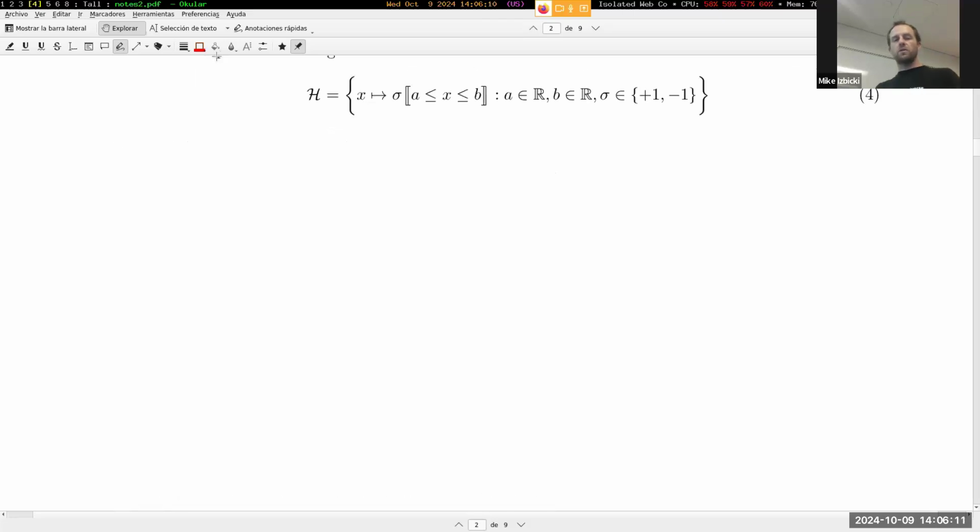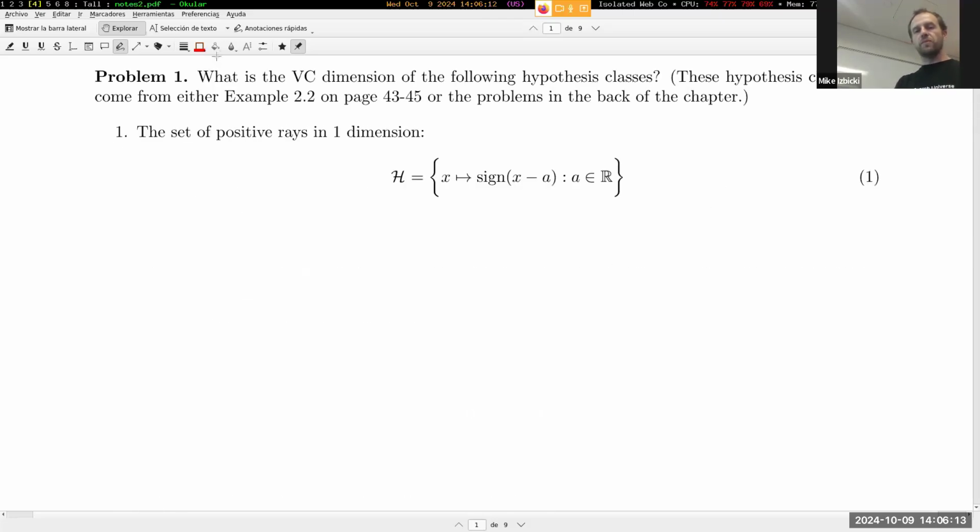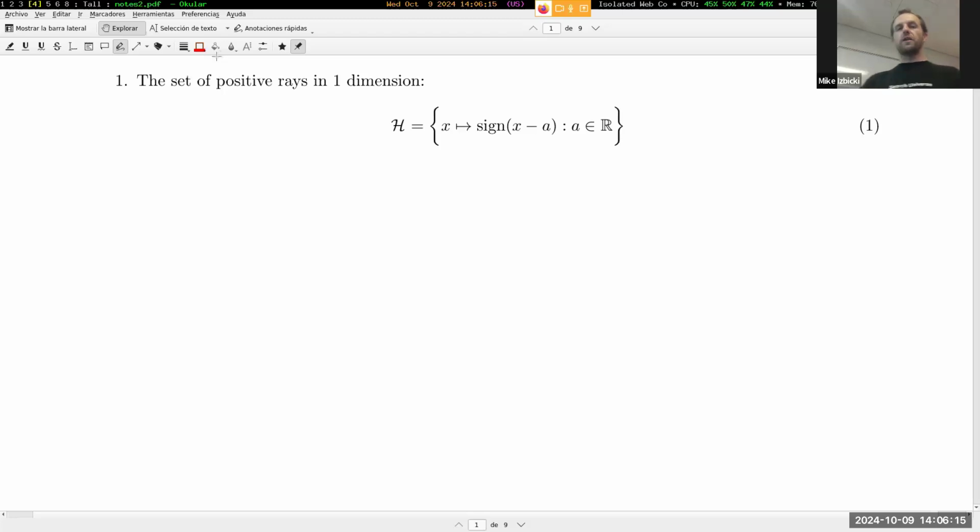Most of these I won't do in class, and you'll have to do them on your own, including understanding what exactly this hypothesis class is, what is that trying to do. But the first way to tackle any of these problems is to understand what is the picture meaning behind these hypothesis classes. And in this case, it is a one-dimensional thing.